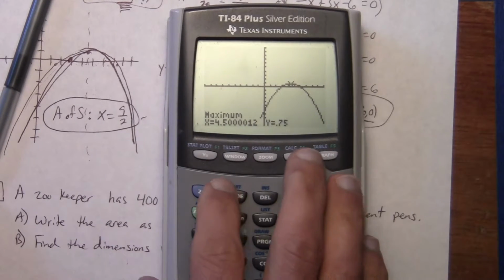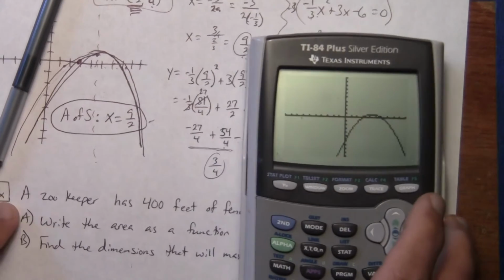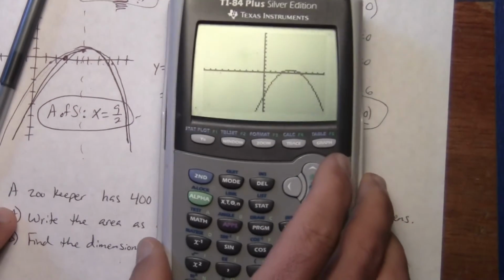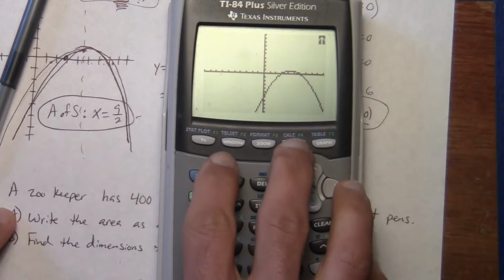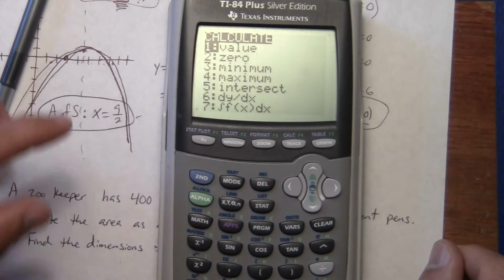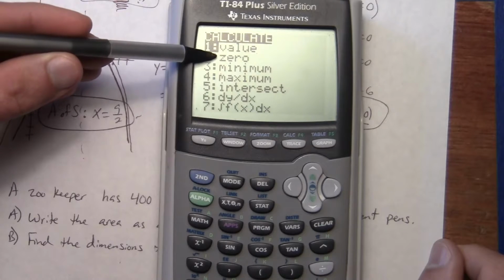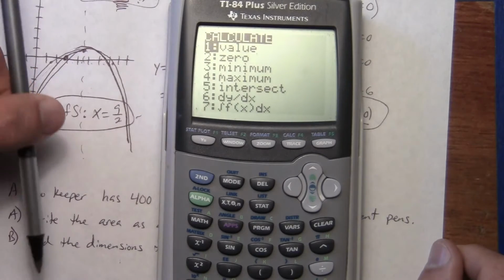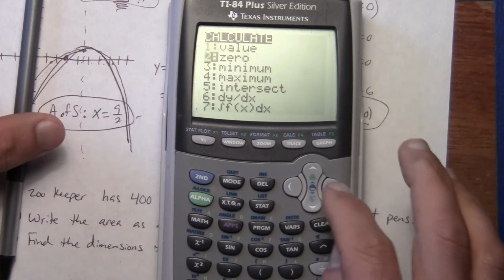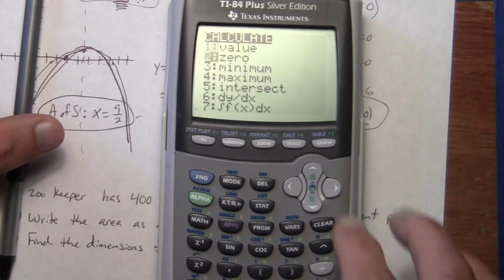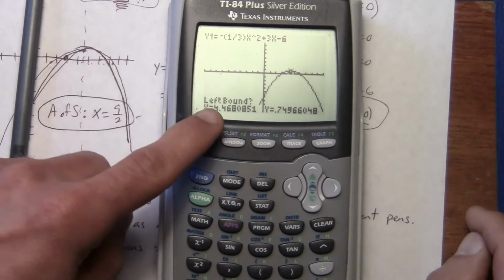Alright, so there's how I find the vertex point. So, now how do I find the x-intercepts? Well, let's go back to that exact same spot, that second trace. And you probably notice that it says 0. Remember, that's a fancy way of saying x-intercept. So I'm simply going to go down to number 2, or like I said, you can just hit number 2. And it's going to ask you the same questions.